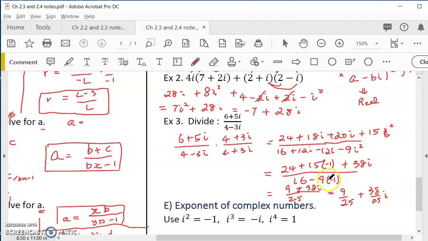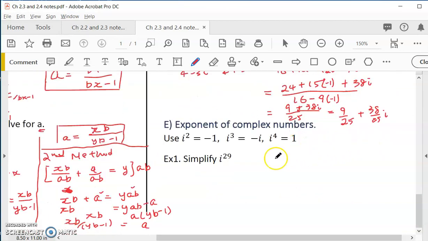So this is the way that you do division. You begin with two complex numbers dividing each other. You end up with a complex number of a plus bi. Okay, remember you use the complex conjugate of the divisor. Multiply top and bottom with the same thing to do a division. The last part of complex numbers is dealing with exponents of complex numbers.